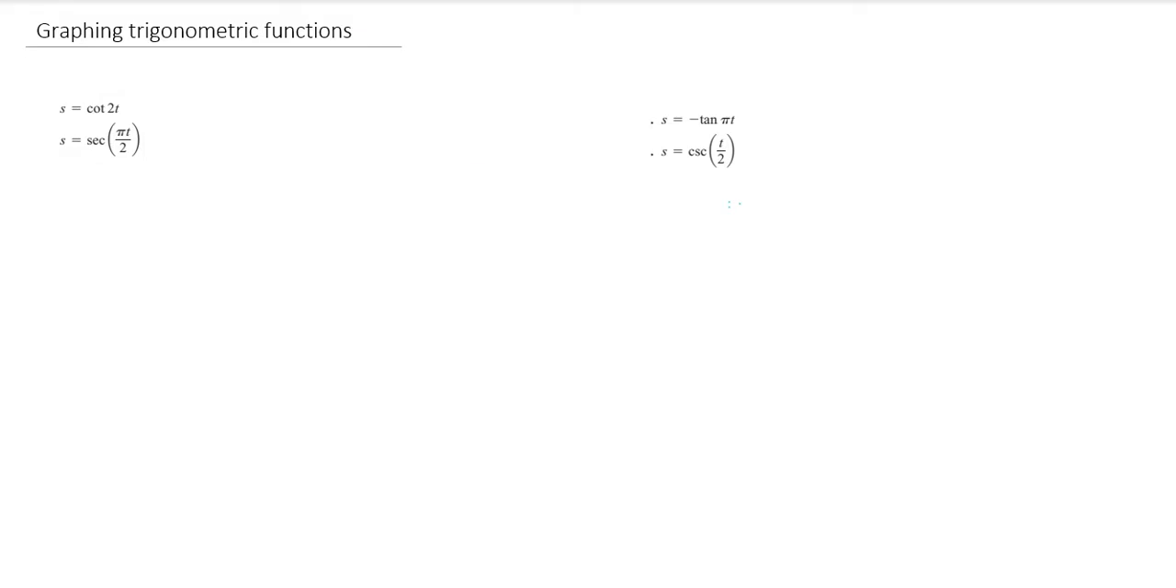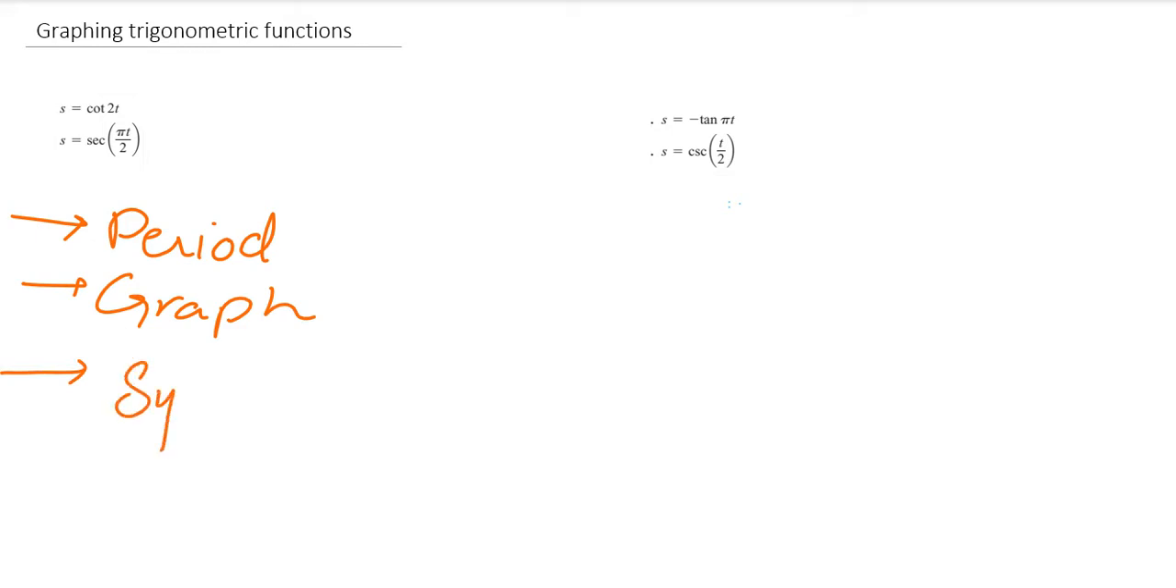So over here we will discuss some of the graphs of trigonometric functions. In this function we will have to proceed according to the steps. First of all we need to find the period, then graph the function, and then check the symmetries, if we do have any symmetry along the y-axis, the x-axis, or maybe along the origin.